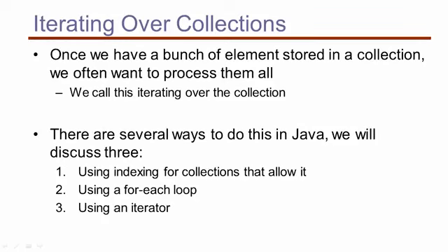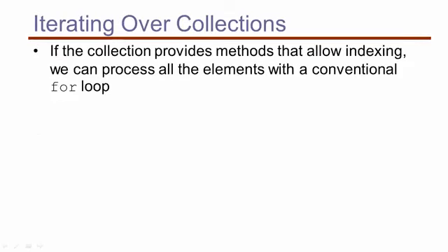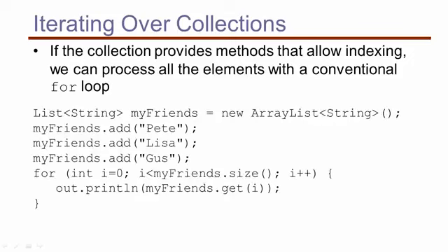We will consider using indexing, for each loops, and iterators. If the collection you are using implements the list interface, then you can access elements in the collection based on an index. And the ability to index into a collection allows us to use a standard for loop to access each element. For example, if you create an array list of strings and add elements to the array list, you can use a simple for loop that iterates from i equal to 0 up to the size of the array list. And then you can use the get method to access each element by its index.